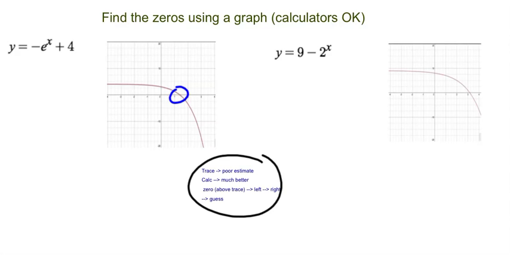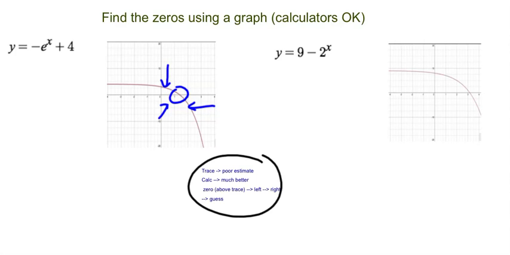Alright, I graphed that. And it's asking to go to the left of it, so I go somewhere to the left of this function. I put my cursor, push enter. Now it's asking me for the right. Now I go somewhere to the right of here, I push enter. Then it's going to ask me to guess. Well, I get as close as I can to that estimate, and then I find that.